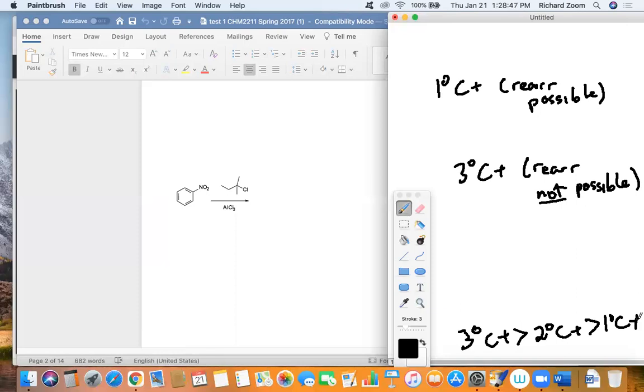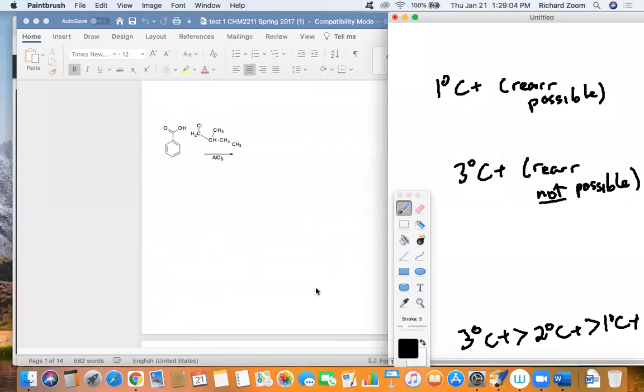Anybody have any questions? So just to be clear, if it's primary, it'll try to rearrange to 2 and 3? It could rearrange to 2 or 3, but which one do you think it would prefer to rearrange to? 3. The 3, yeah, if it could.